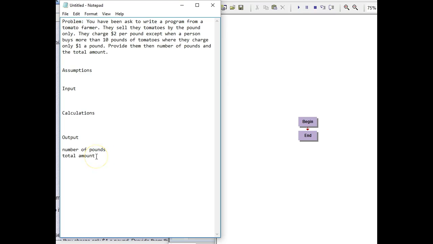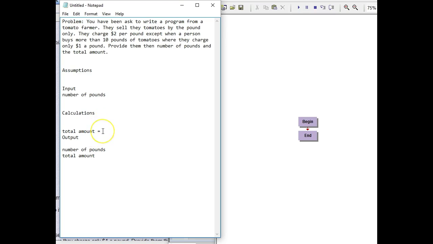So I'm just going to copy this, Control C and Control V. All right, so there's my math. And then number of pounds, well, I'm not going to calculate that. That's something that someone has to tell me, how many pounds they purchased. So I'm going to go ahead and copy that and paste that into input. All right, so now that we have those two things, total amount I'm going to have to make a calculation for, so I'll put an equal sign there.